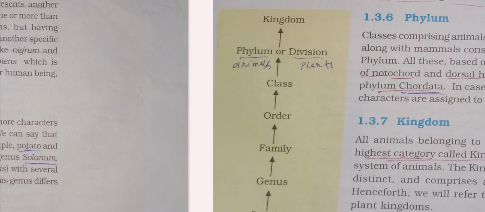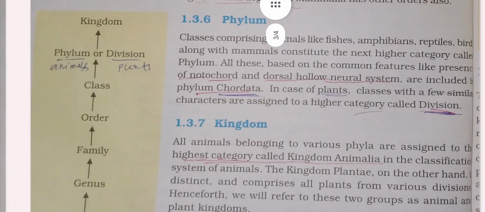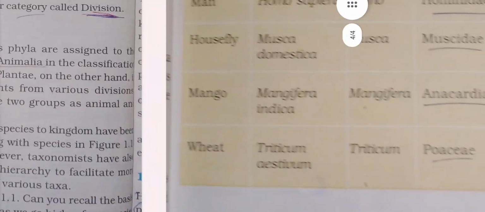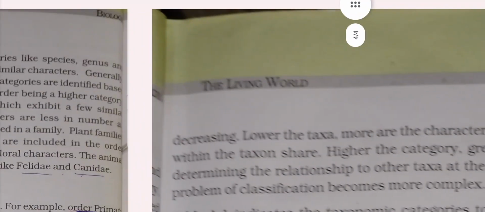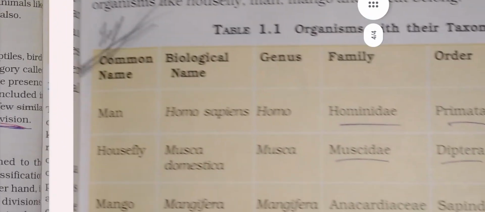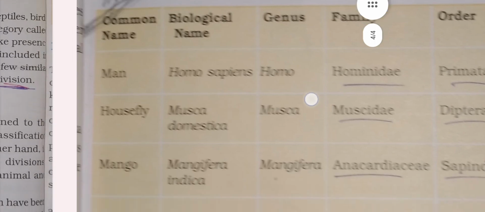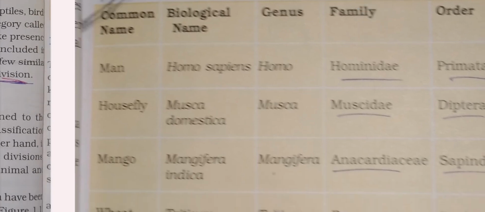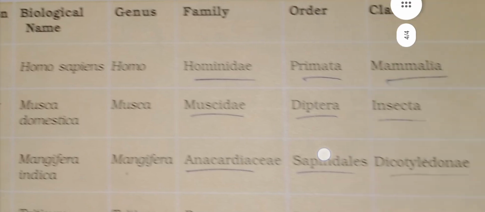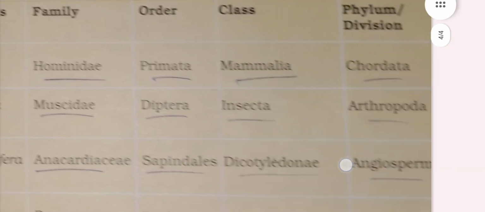Okay, I think you understand. We will discuss the taxonomical aids later. Kingdom we covered. Listen, the common name, biological name is Homo sapiens, genus is Homo, family is Hominidae, order is Primata, class is Mammalia, and phylum is Chordata.